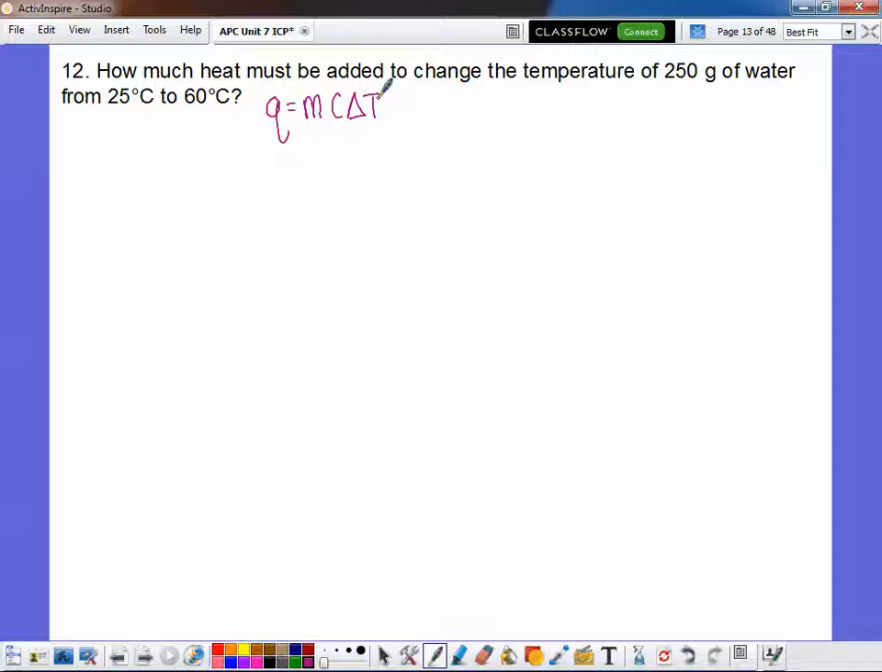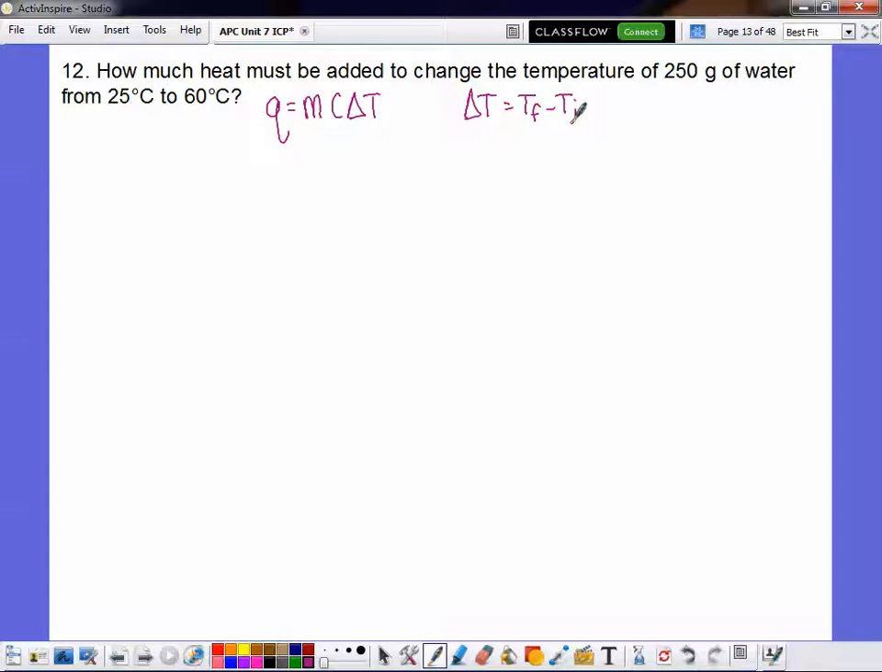C is the specific heat capacity of the substance you're looking at. It's a constant, all right? It'll either be given or you're calculating it. There's one you're going to have to memorize, but that's okay. And then delta T is your change in temperature. Just like with delta V when we did the work equation, delta T is going to be T final minus T initial. And then Q is your heat.